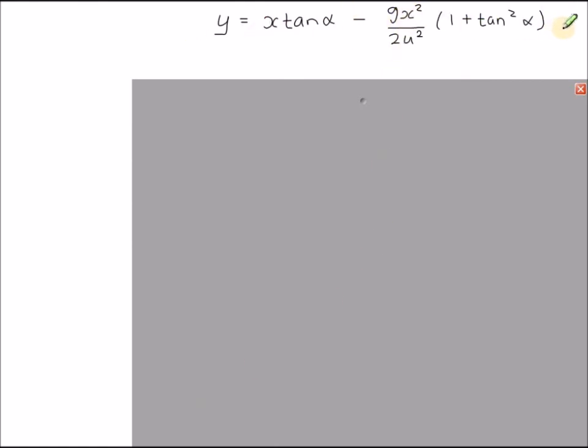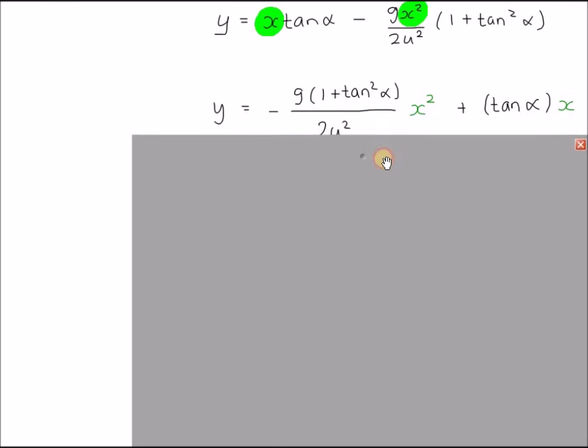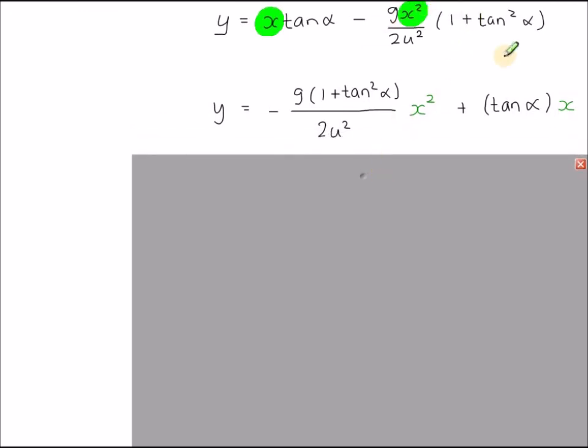So we have a quadratic equation. We've got an x squared term, and we have an x term, the quadratic term and the linear term. I've just rearranged their order. I've put all of this first here. And now we can clearly see the x squared term and the x term.